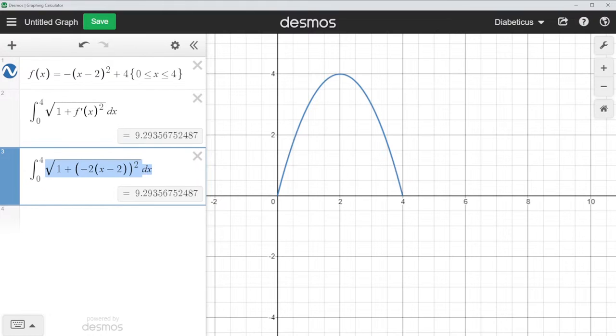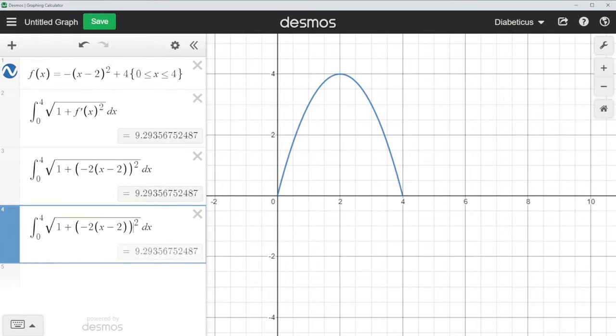Now I try to simplify this, and the end goal is to find a single exact number that represents 9.2935 by doing algebra from this. Let me copy this over. So it's going to be 4 times (x minus 2) squared. Same thing, that's just the square of that.